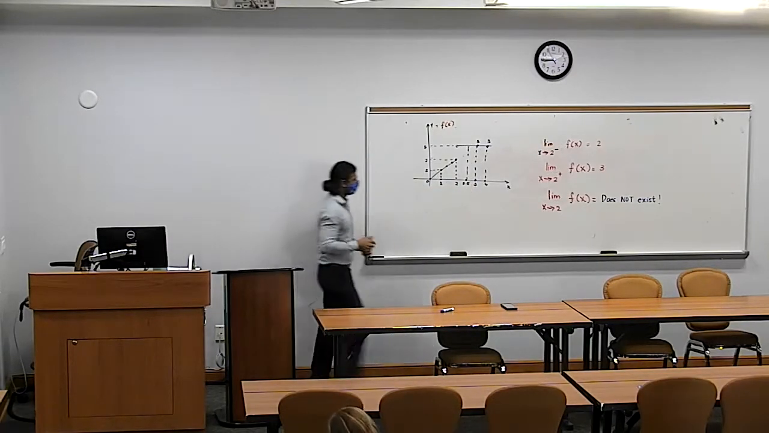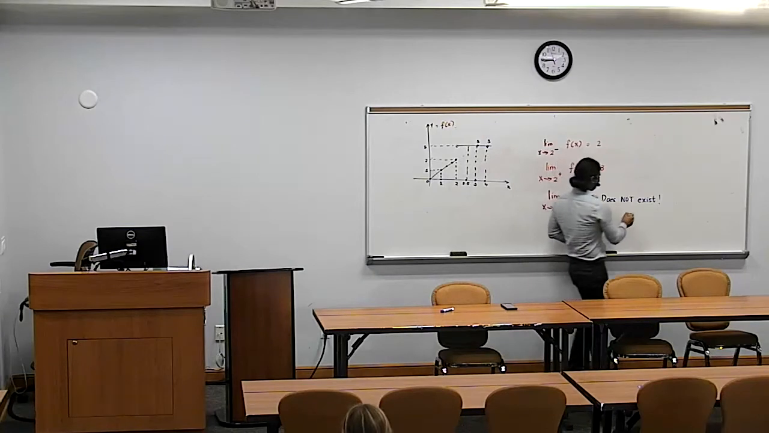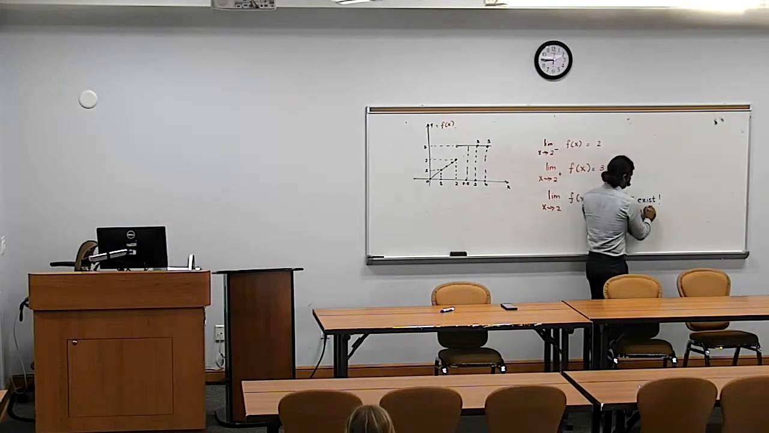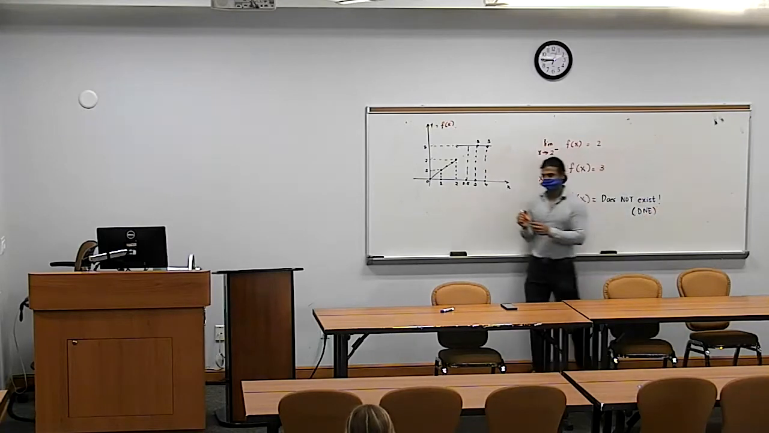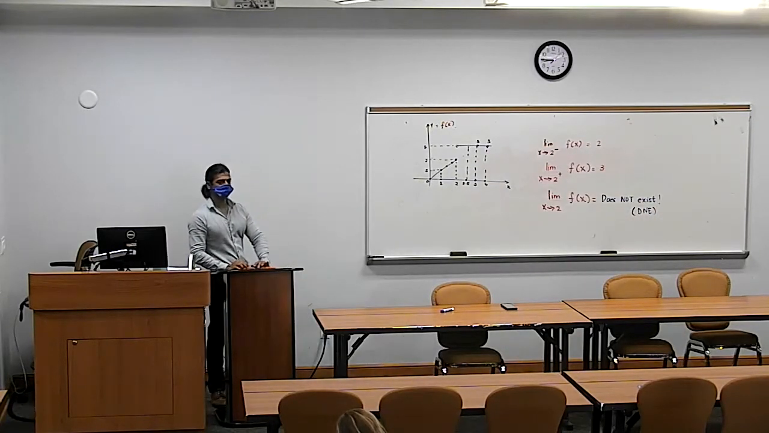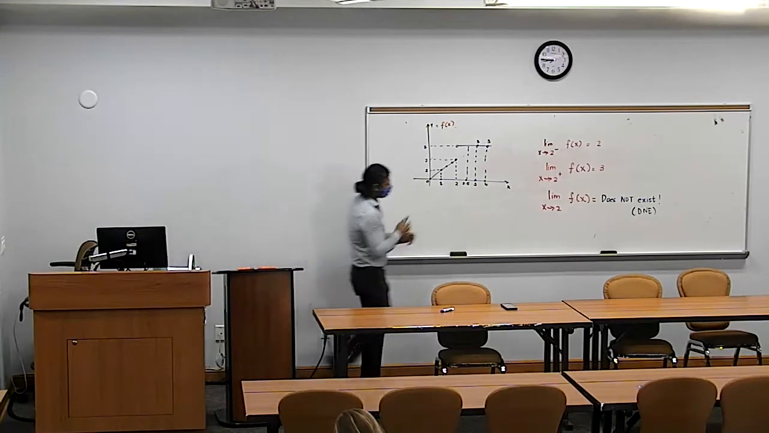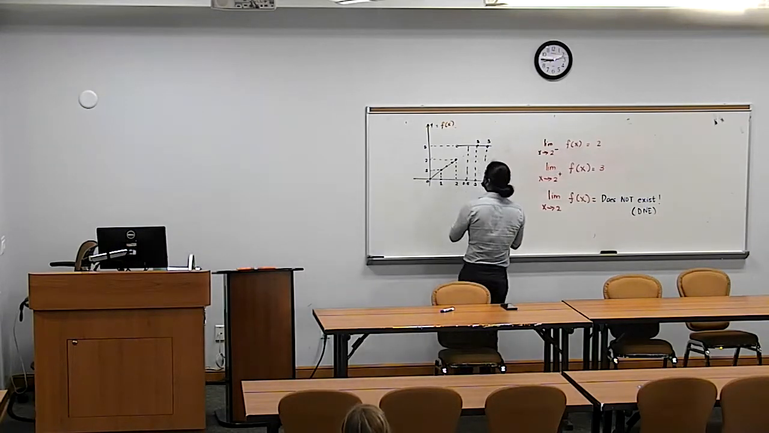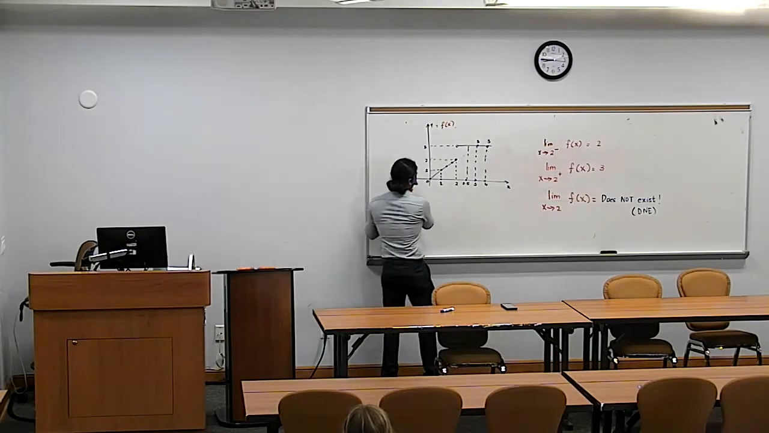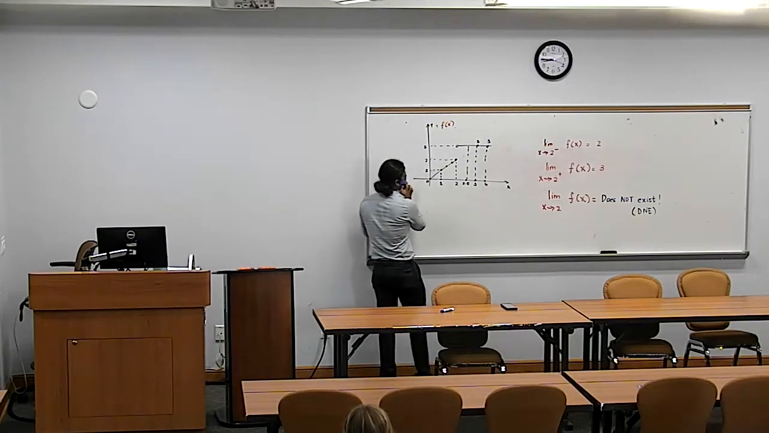People like to call it DNE. Not D and E. DNE. Are we clear? Okay. We'll do one more problem on this type, and then we can move on to finding limits for different functions.